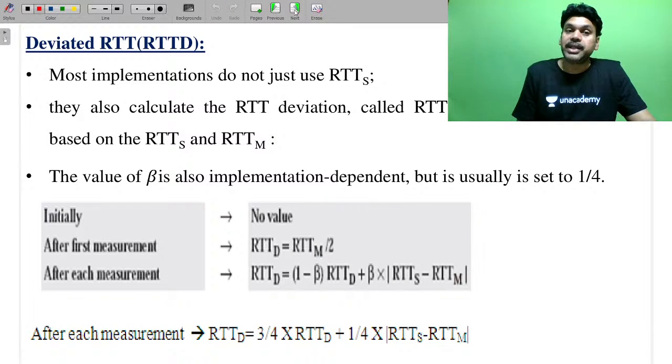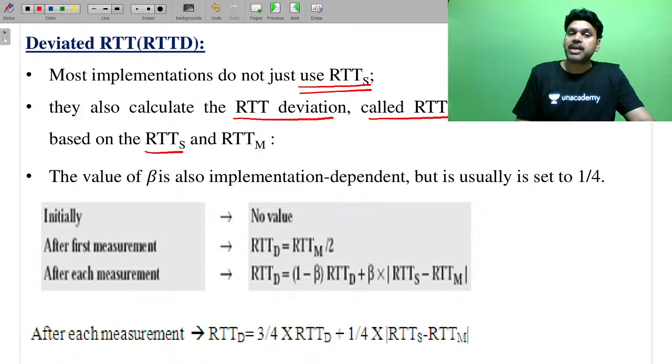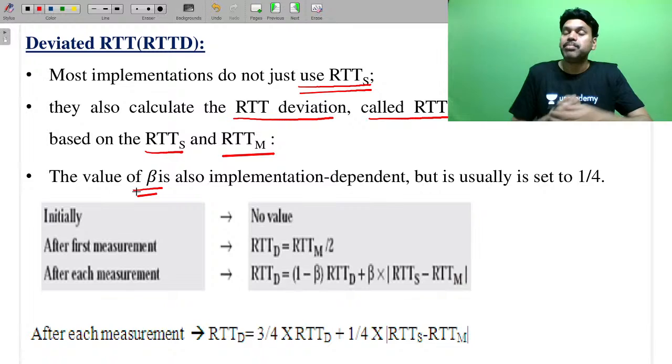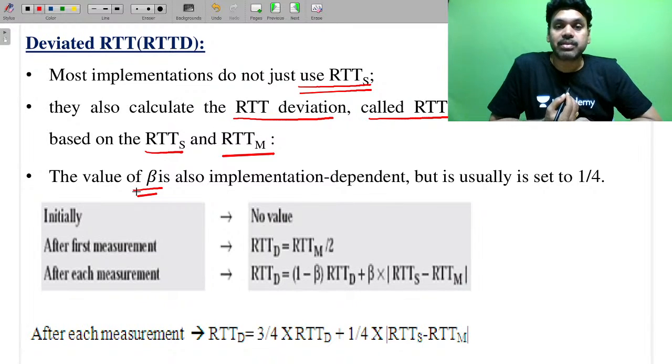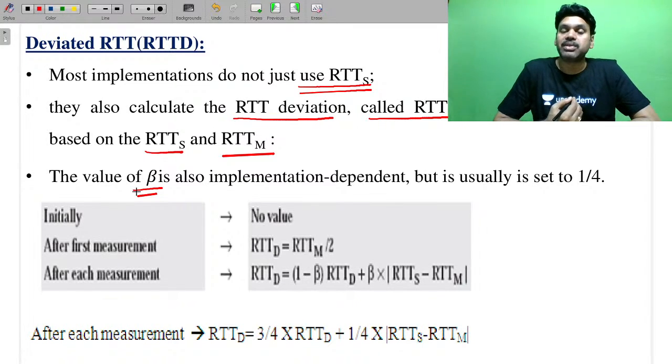Now come to deviated RTT. What is a deviated RTT? Most implementations do not use smoothed RTTs alone, so you still need to use the concept of deviated RTT. RTT deviation is based on RTTS and RTTM. But here we are going to consider beta. Beta is also machine implementation dependent, and the initial deviation is also machine implementation dependent.